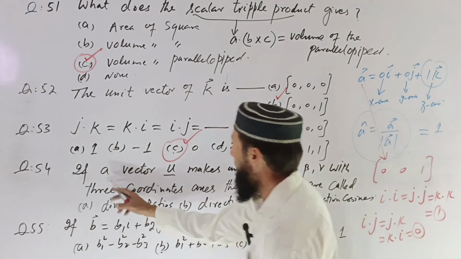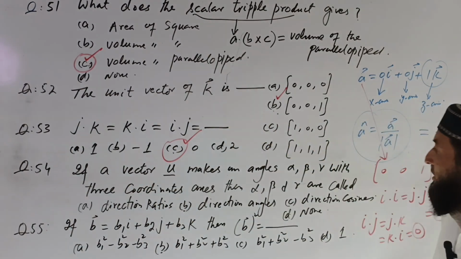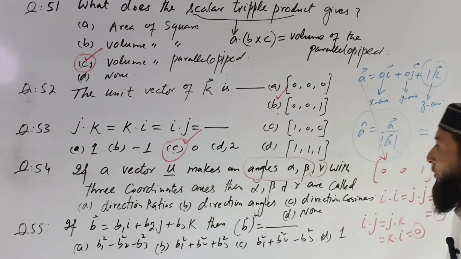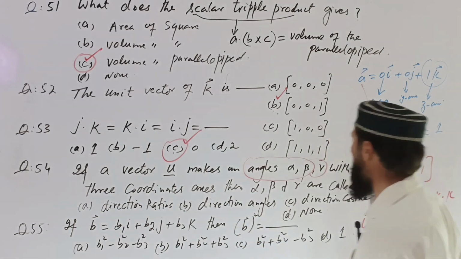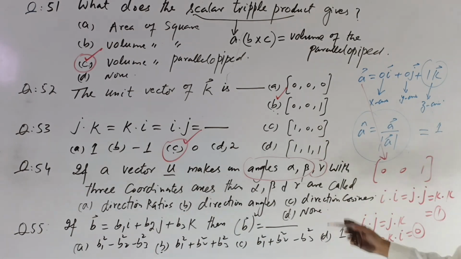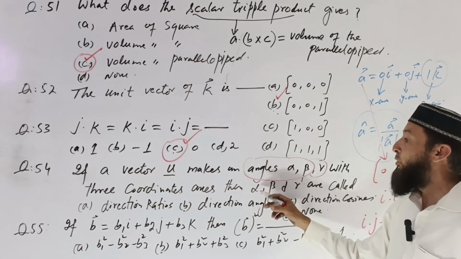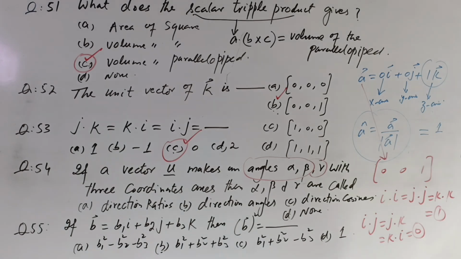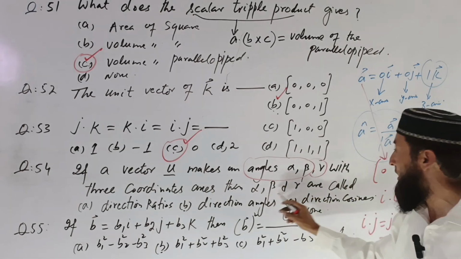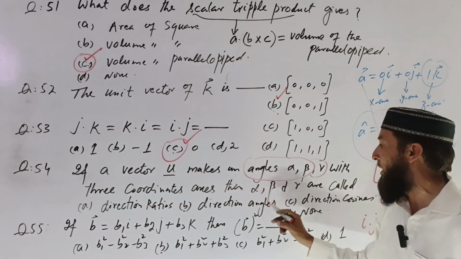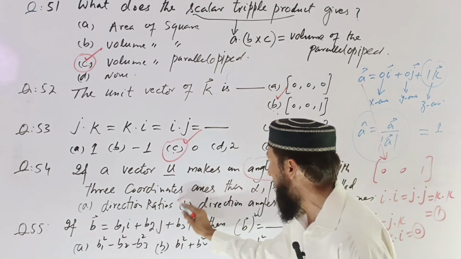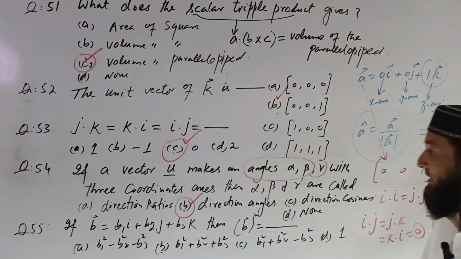Similarly, if a vector u makes angles alpha, beta and gamma with the three coordinate axes, then what are alpha, beta and gamma? In the previous question we discussed that cos alpha, cos beta and cos gamma are called direction cosines. But here the question asks about alpha, beta and gamma, which give the direction angles. These are angles.